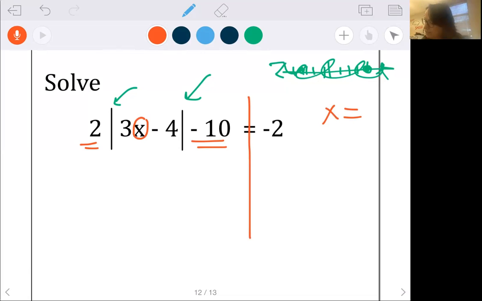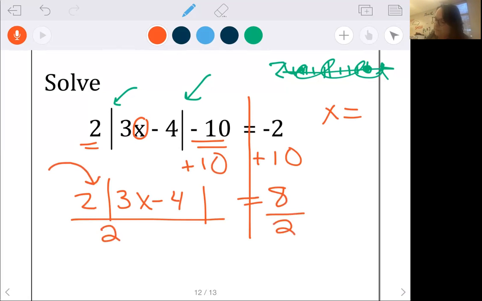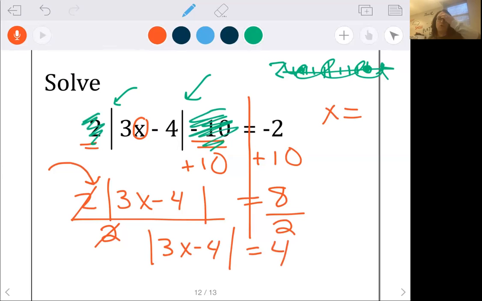How have we always removed a subtraction of 10? We add it. This guard is still there. The prison is still intact. But I got rid of the -10, and I'm now at 8. Now, if I were to ask you to read this, you'd say this is 2 times the absolute value. The minute you say that, to kill off that guard, you will divide by 2. Now, what's trapped in those parentheses is equal to 4. So make sure you kill off all of the guards before you go on that x attack.